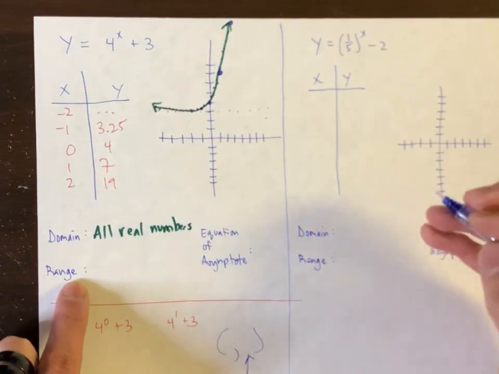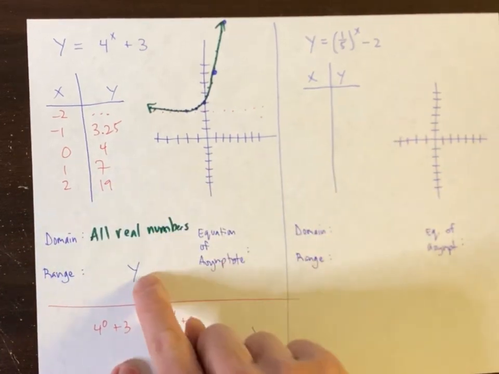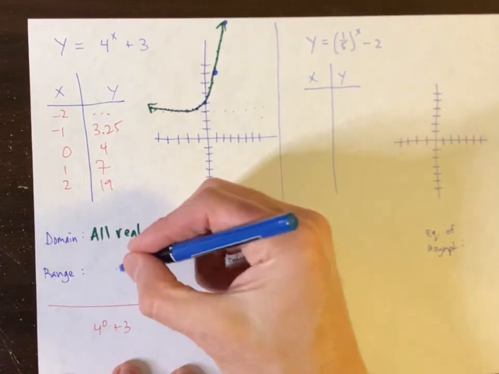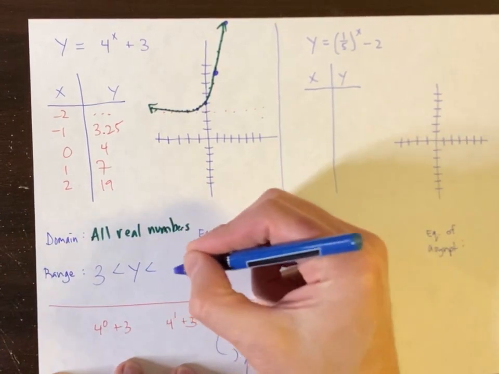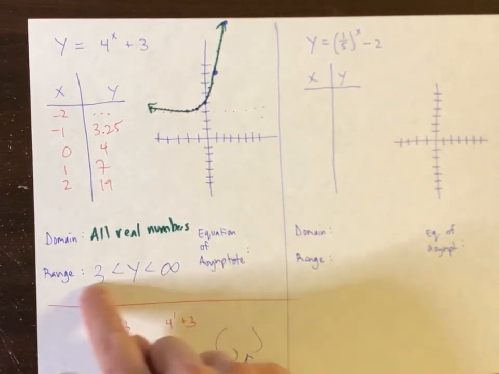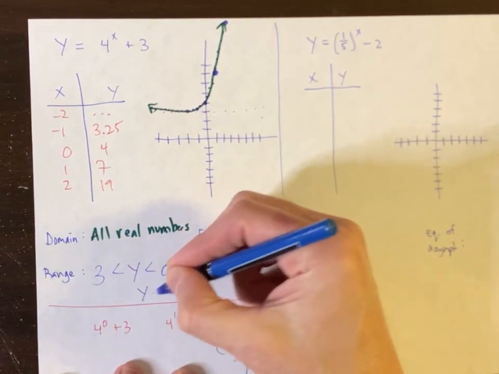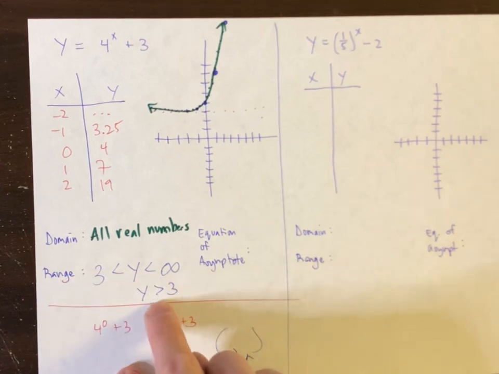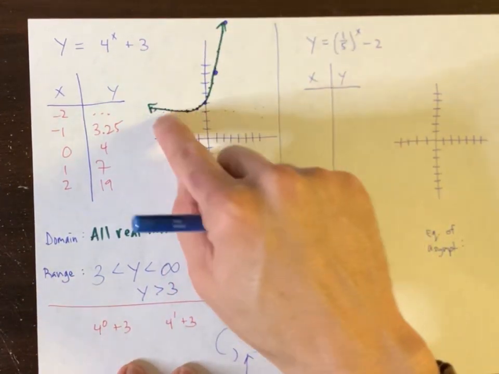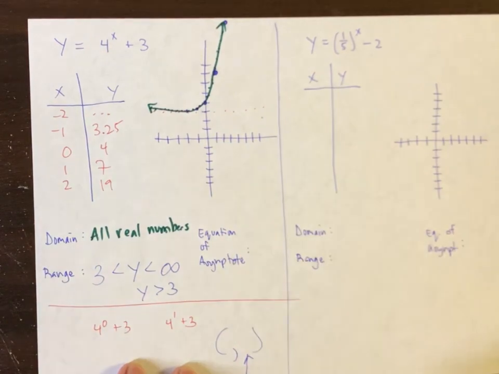So for the range, you're going to say this. The y values, whatever the y coordinates are, y is going to be greater than 3. And it'll be less than infinity. So maybe you've seen this notation in class. If you have not seen that, you can just say this. y is greater than 3. This range talks about the y's. And all of these y coordinates are going to be bigger than 3.